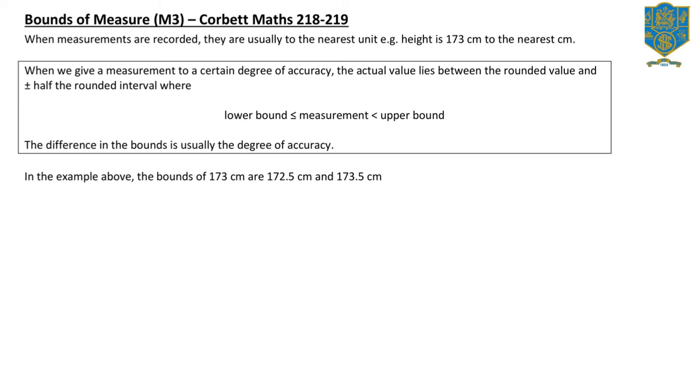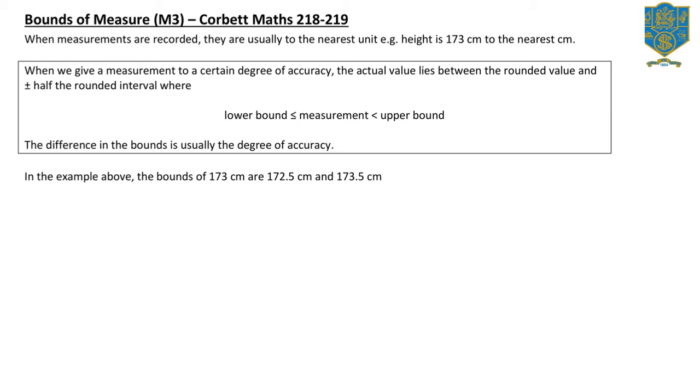In this video, we're going to look at bounds of measure. When measurements are recorded, they're usually given to a nearest unit. For instance, your height could be 173 centimetres to the nearest centimetre. When we give a measurement to a certain degree of accuracy, the actual value lies between the rounded value plus or minus half the rounded interval. So if we're thinking about that 173 centimetres, the bounds are 172.5 and 173.5.